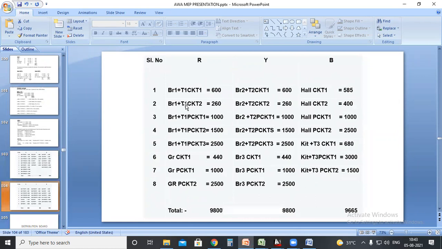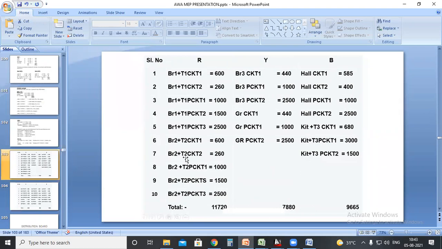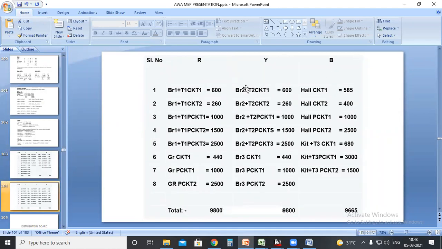BR1 plus T1 circuit 1, BR1 plus T1 circuit 2. So all the BR1 circuits have been arranged in the R phase itself. No change in BR1. But from the previous case, we have taken the BR2 circuit into the Y phase. That means all the lighting and power circuits together we have taken into the Y phase. And previously the guest room circuit was in Y phase. Now we have shifted it into the R phase.